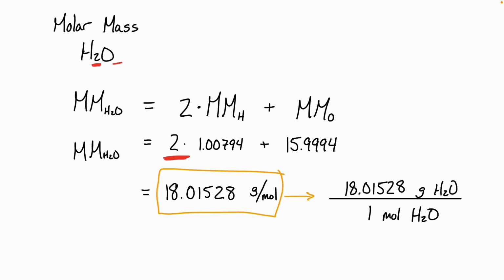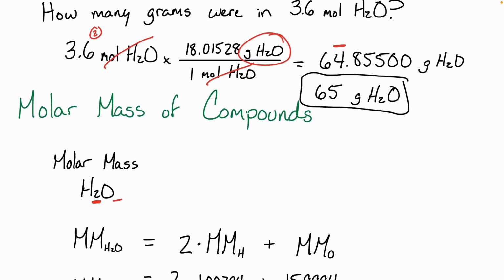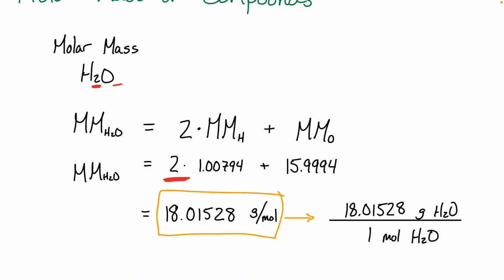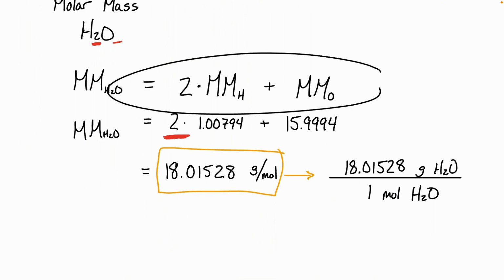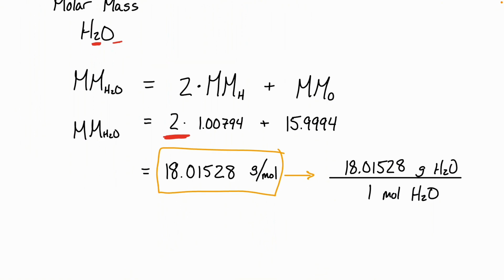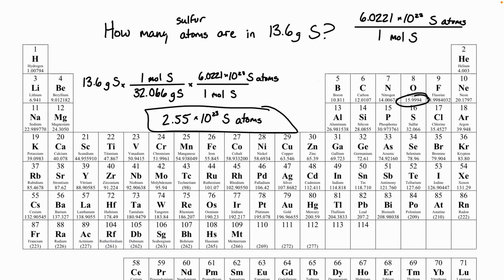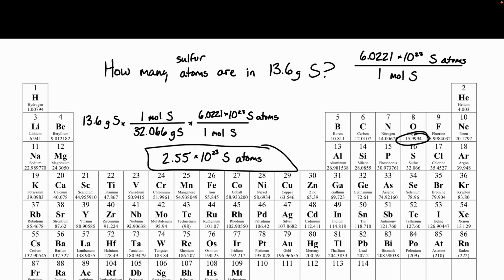So if we're talking about an individual element, we just grab that number off the periodic table. If we're talking about a compound, we have to calculate its molar mass by summing up the molar mass of all those individual elements. Okay? So let's go back to our periodic table here. We're going to do another one.